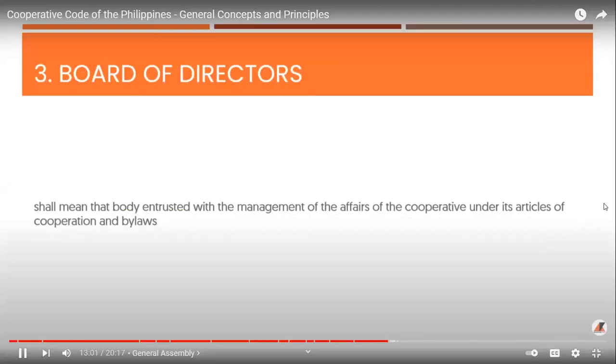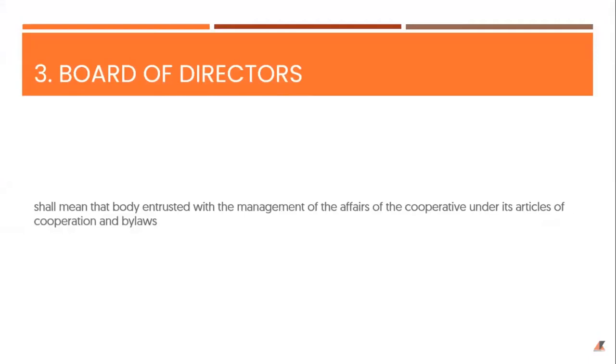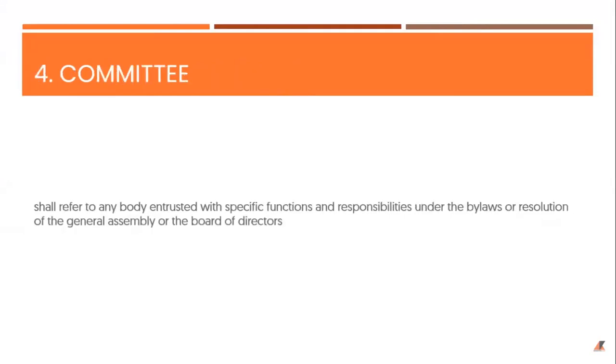Okay? Next, we have the Board of Directors. So, shall mean the body entrusted with the management of the affairs of the cooperative under its articles of cooperation and bylaws. Next, we have a committee. What is a committee? It shall refer to any body entrusted with specific functions and responsibilities under the bylaws or resolution of the General Assembly or of the Board of Directors.